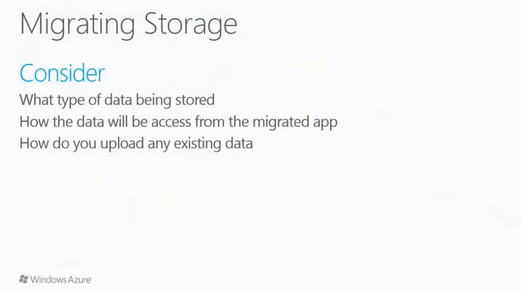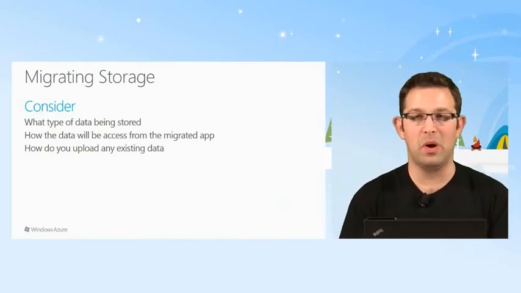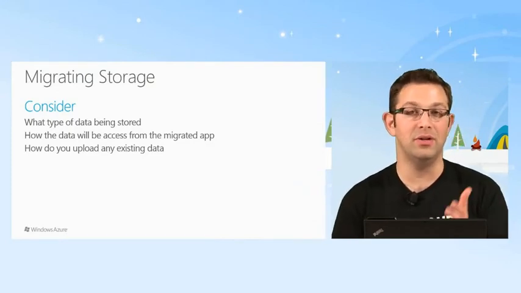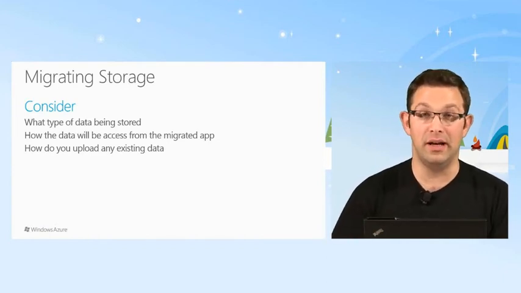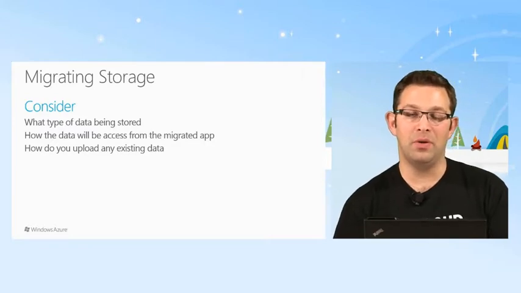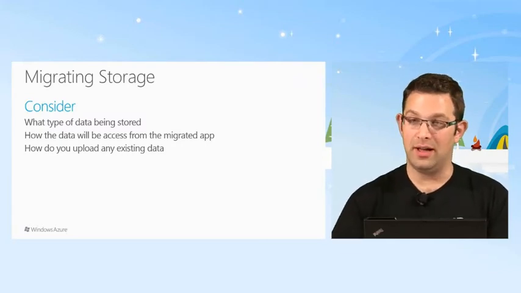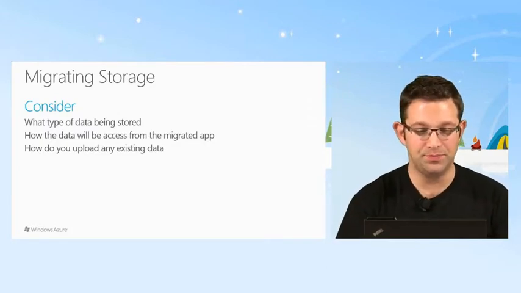We need to consider what type of data we are actually storing. How is the data going to be accessed from the migrated application? How do we upload existing data? So how do we migrate our data over? Depending on, for example, if you have terabytes of data, that might change how you migrate your application. You might say, rather than uploading all of our data today, maybe we'll only upload a portion of it, or maybe we won't upload it at all, and we'll connect the cloud service back onto our on-premises database. Different things like that is what you want to consider.